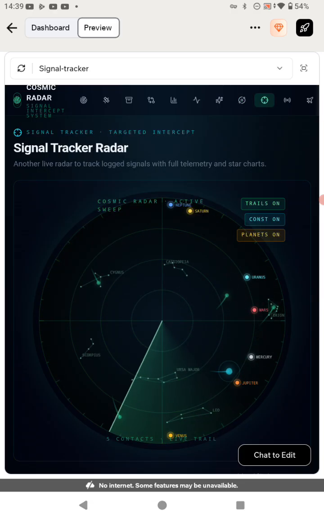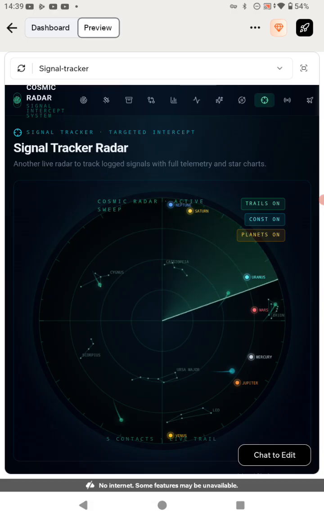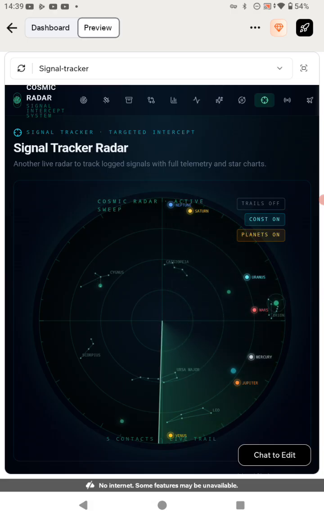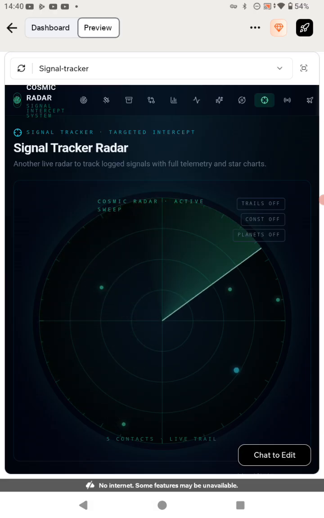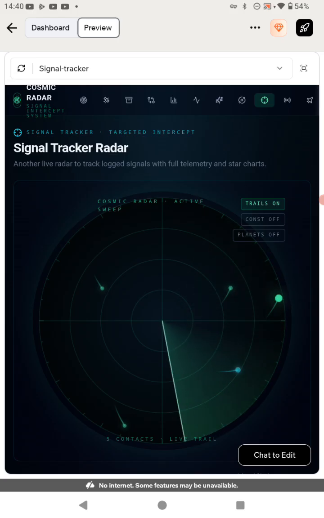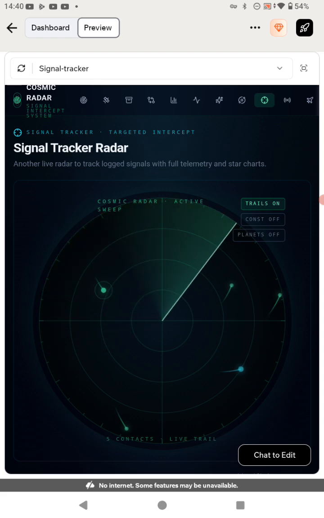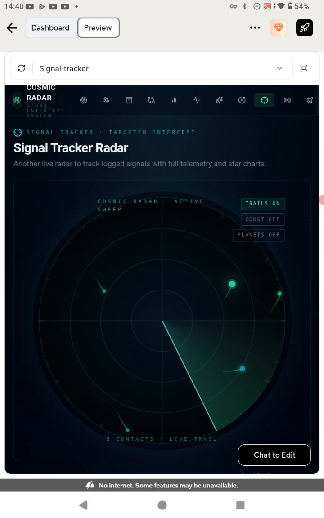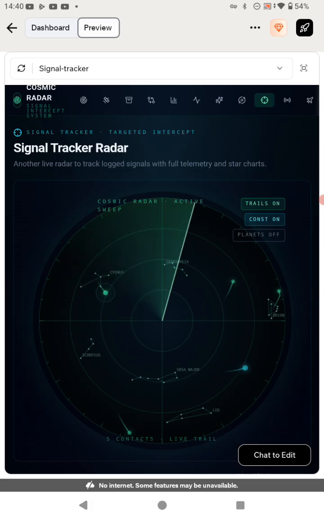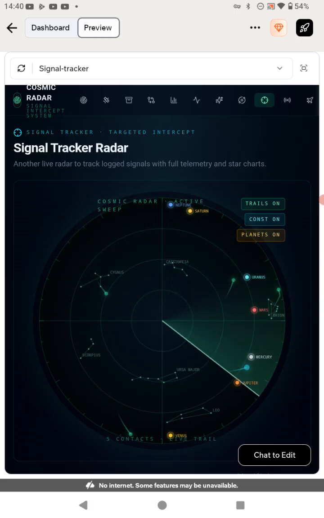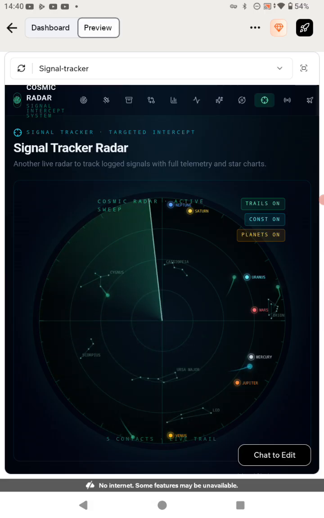Now, this is a signal track radar. Okay, so let's turn those off. Well, that's interesting. We've got fails on, I think. Well, that's interesting down there. Constellation on. Oh, that's trails. Constellation on and planets on. So you can actually adjust those to whatever position you want prior to your investigation.